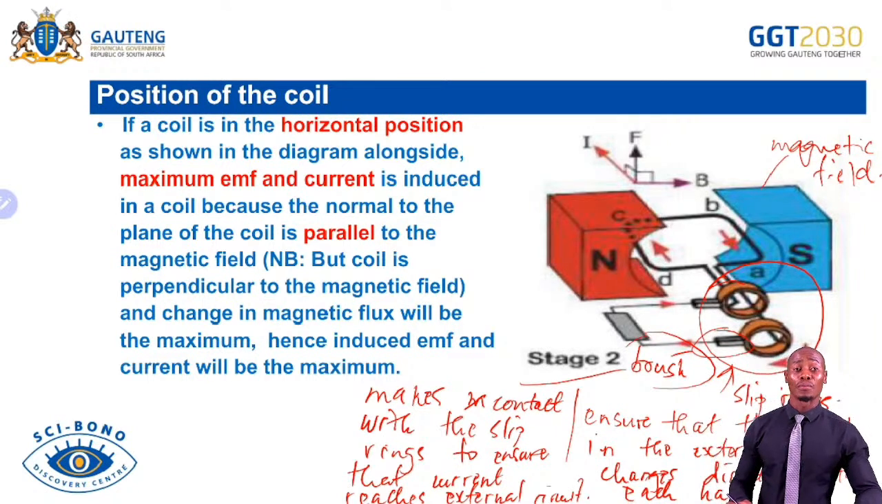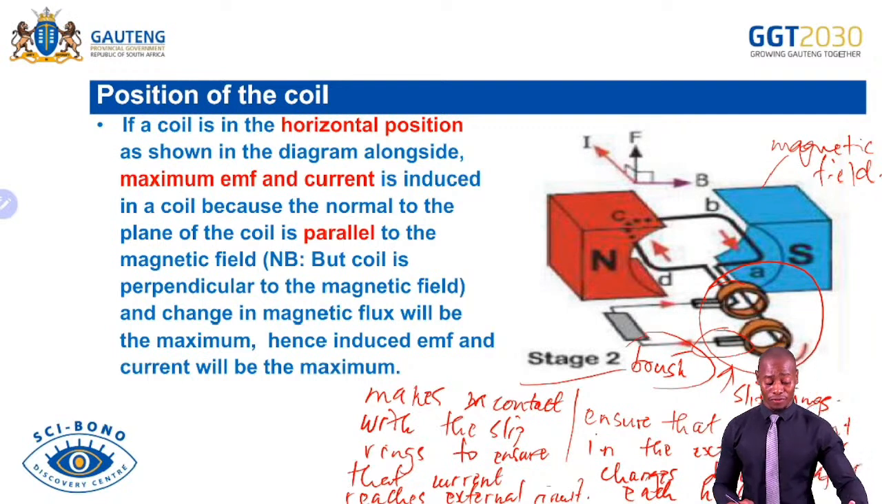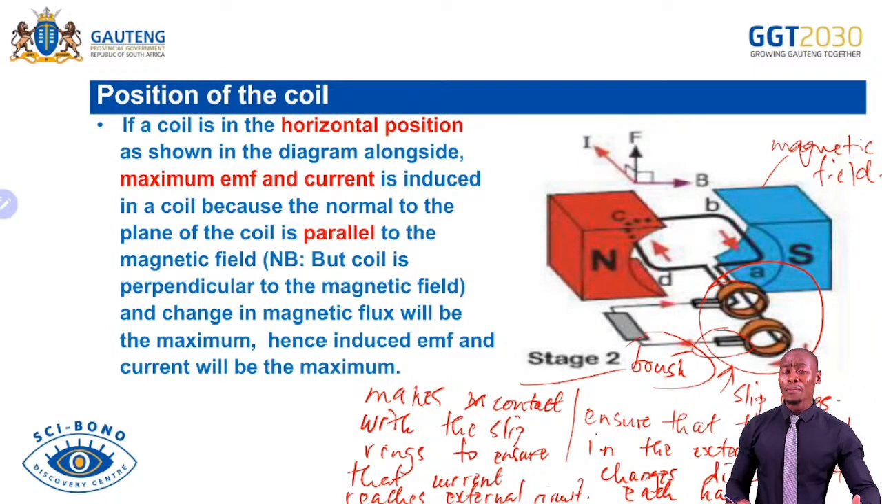So let's go back to the position of the coil. Remember, generators, it's about induced EMF. So we have explained how EMF is induced in a coil. Now let's talk about the position of the coil. The position of the coil determines whether the induced EMF will be maximum or minimum.